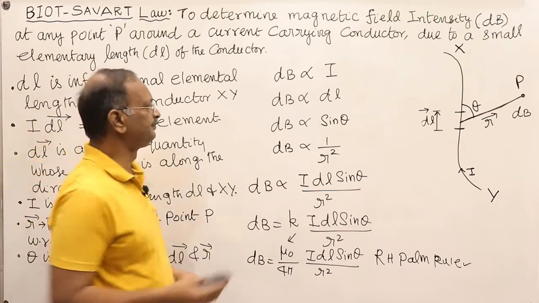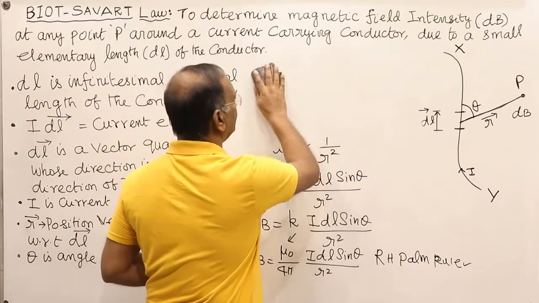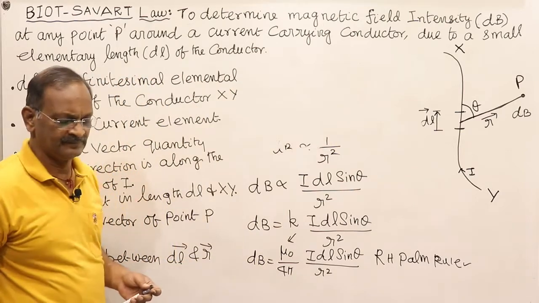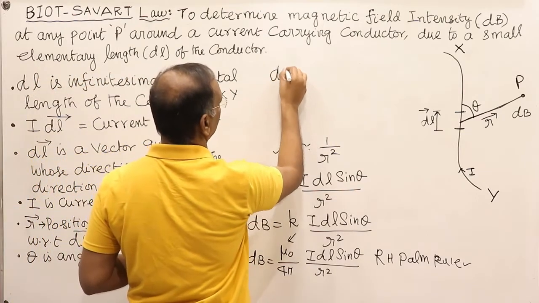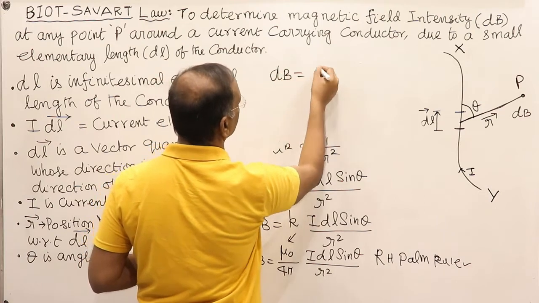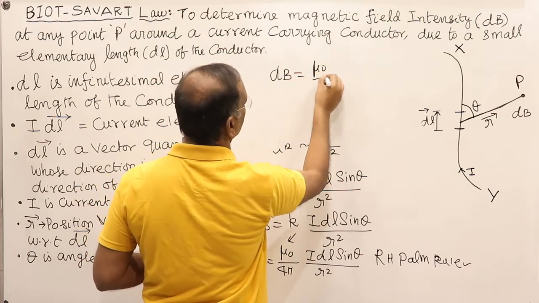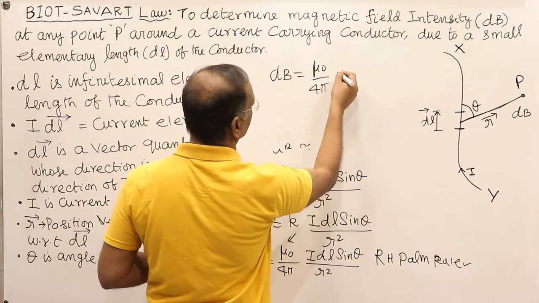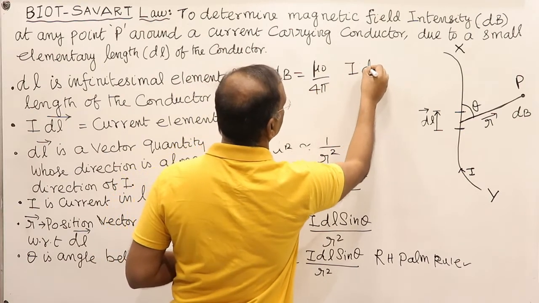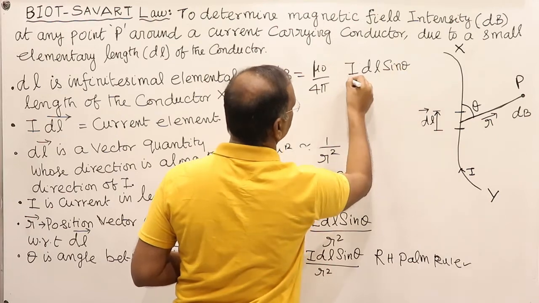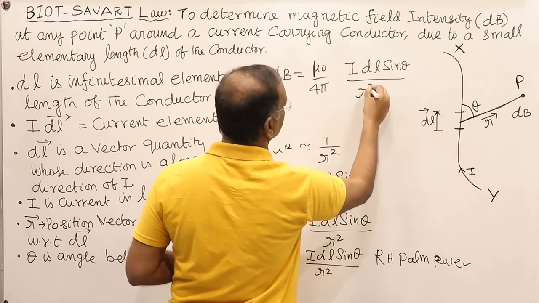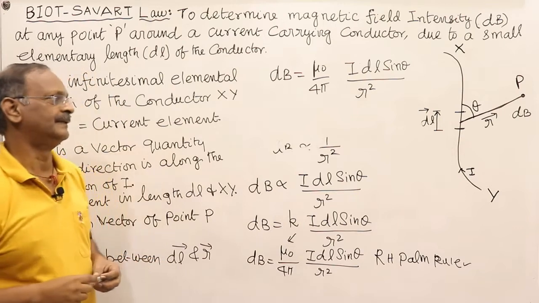Since we have written the magnetic field, how do we remember this formula? The magnetic field produced by the current element is equal to mu naught by 4 pi into I dl sin theta divided by r squared. This is what we have written.